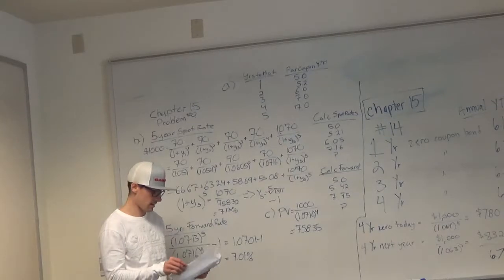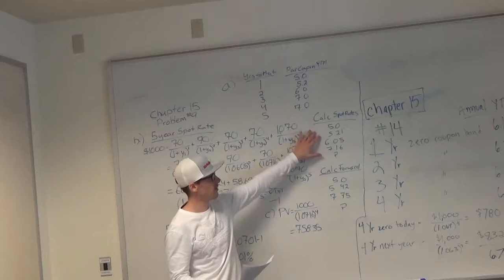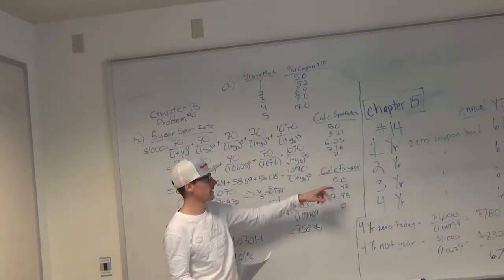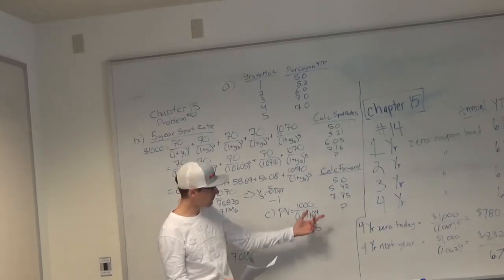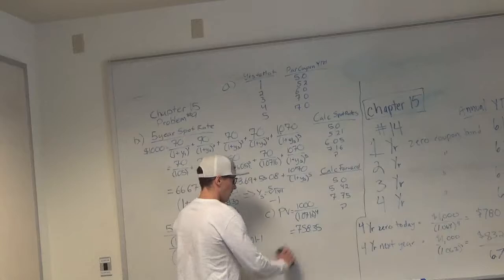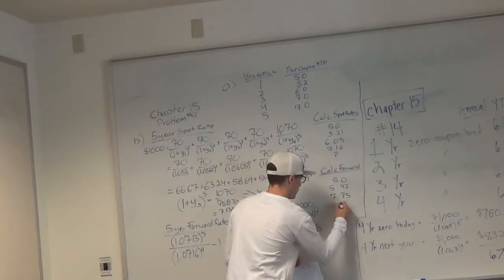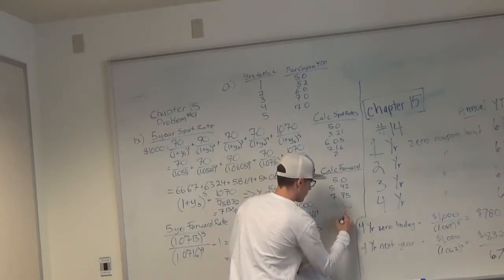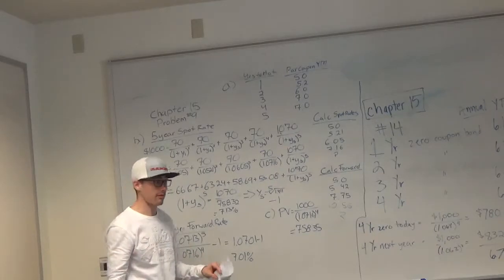Off of that, we were given the spot rates of 5, 5.21, 6.05, and 7.16. And you see the numbers here for the calculated forward. I forgot a number. We need to find out what the fifth year spot rate and the fifth year calculated forward rate are.